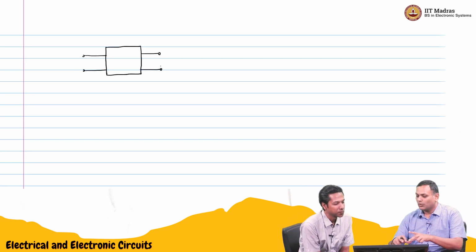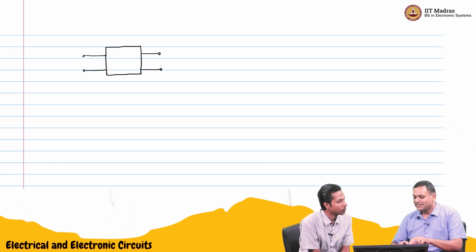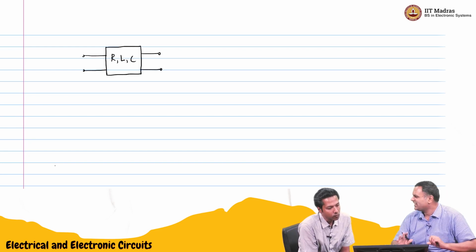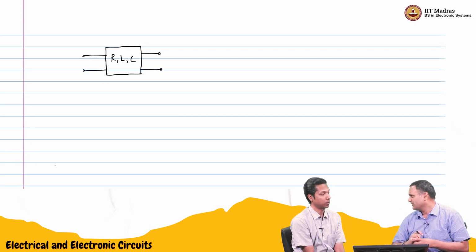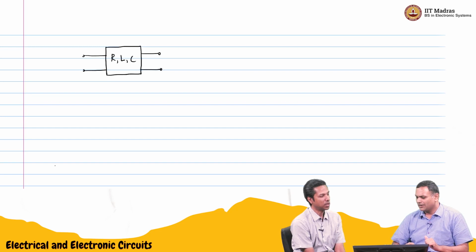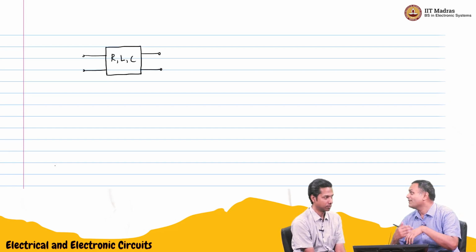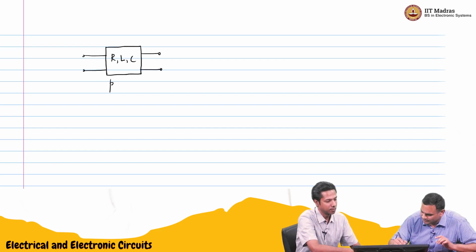The one condition that we will impose is that this only has resistors, capacitors and inductors. So basically it doesn't have any sources inside. That will make it easier for us to analyze. So it is passive. I have given examples of RLC, but there may be other passive components that we will learn. But we will say passive.